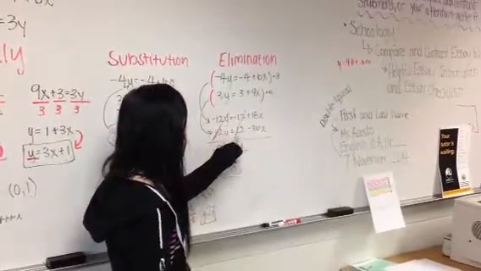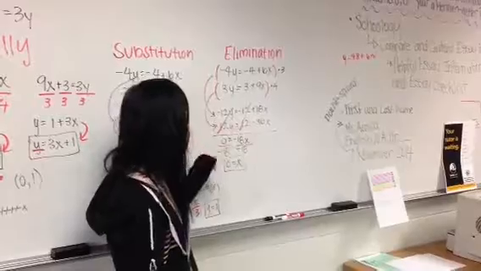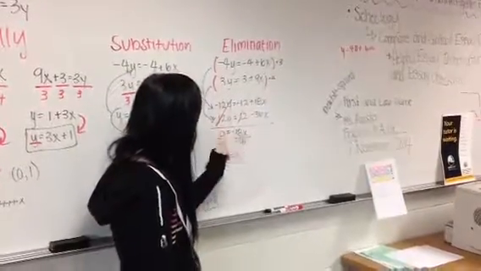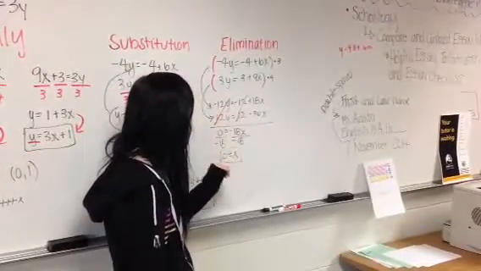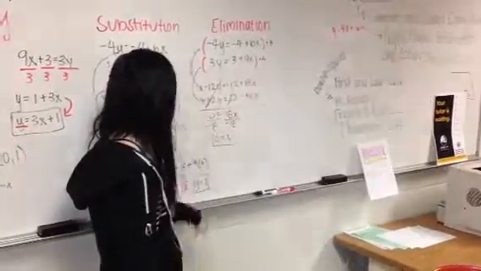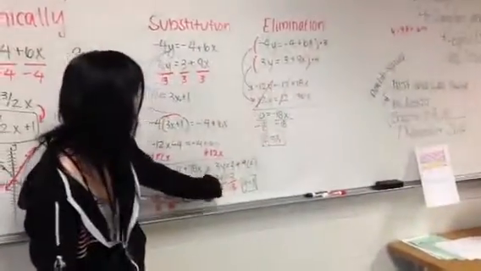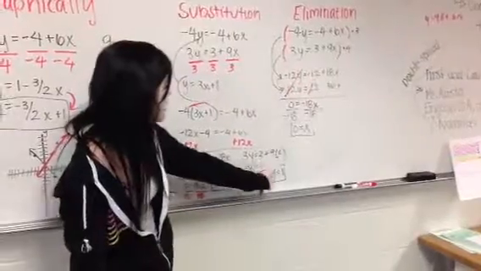So these two both can cancel out because of the same numbers. So you have 0 equals negative 18x, and then you divide by negative 18, which gives you your 0 value. And you can plug it in again, which I did right here, and that will give you y equals 1.